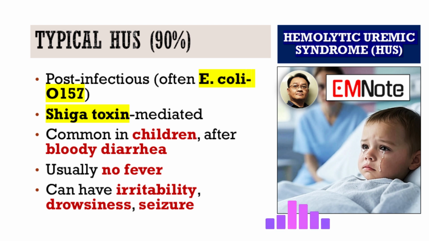And typical HUS, that makes up, what, about 90% of cases? Yeah. Often after an infection? Correct. Usually post-infectious, very commonly linked to Shiga toxin-producing E. coli O157:H7. You see it in kids after bloody diarrhea. And interestingly, fever is often absent when they first present. That's a key point. Fever isn't typical at presentation, but you do need to watch closely for neurological signs. Irritability, maybe drowsiness, even seizures. These can be subtle early on, but devastating.